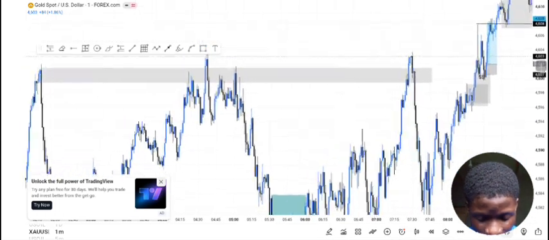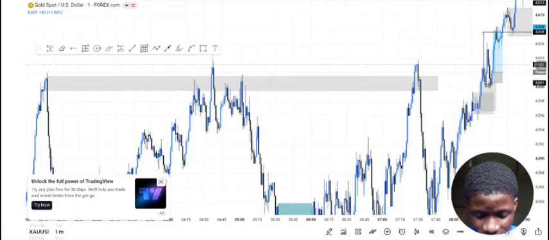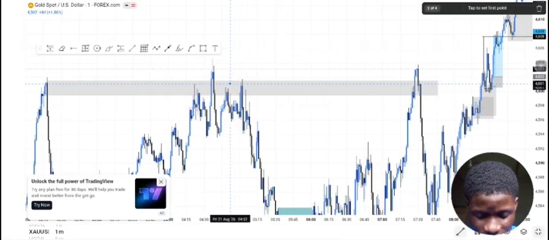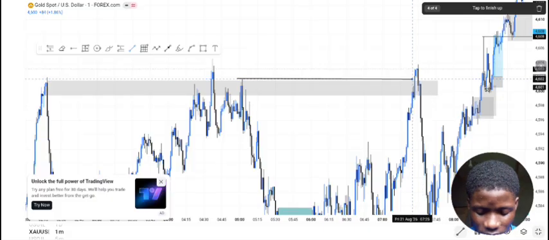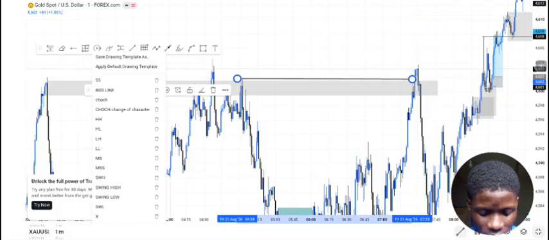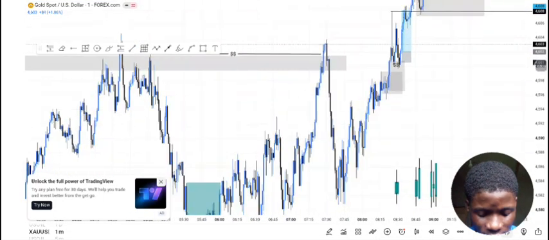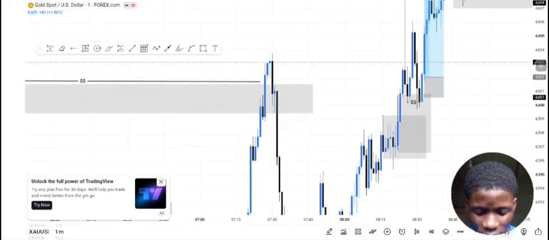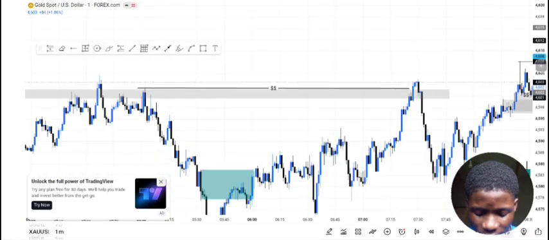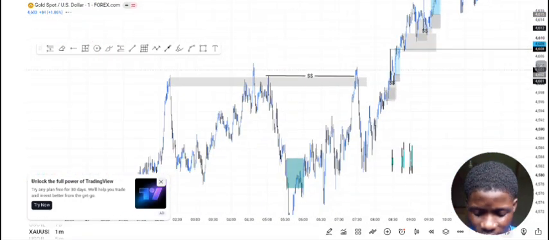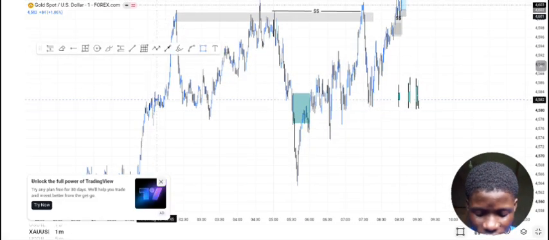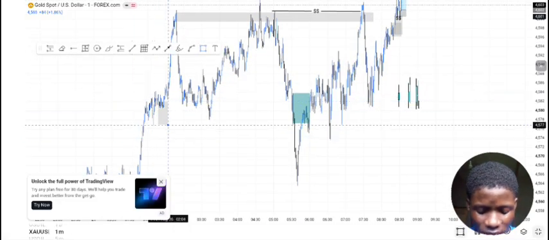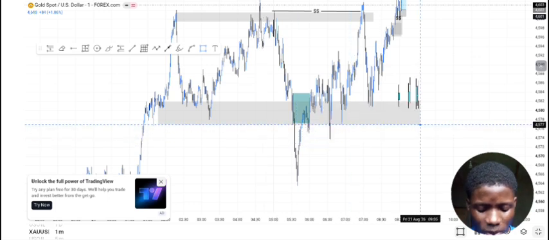And guys, where is it? We have a liquidity sweep here. You can see the liquidity sweep here. This is the liquidity sweep. And where is the confirmation? You wait for a consolidation. That means we have support and resistance. You can see this is the last swing low, and we have a support and resistance.